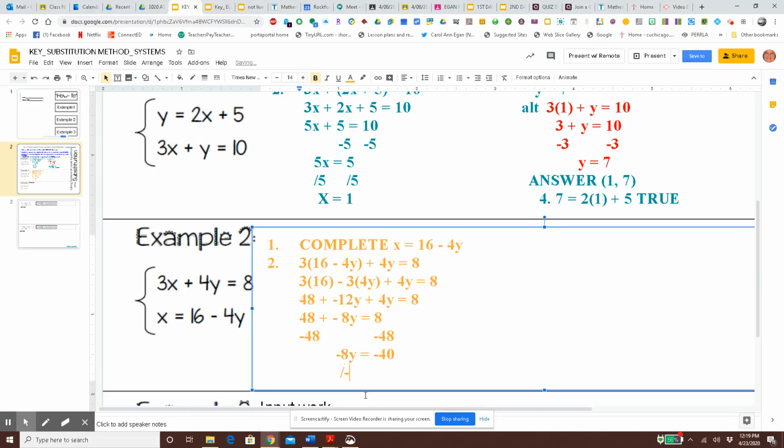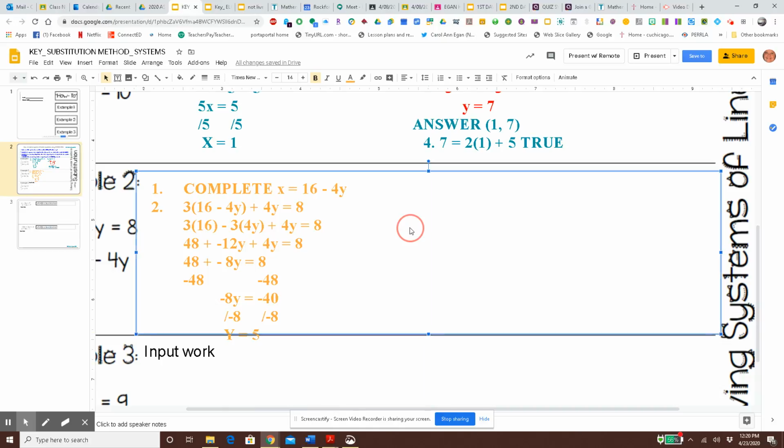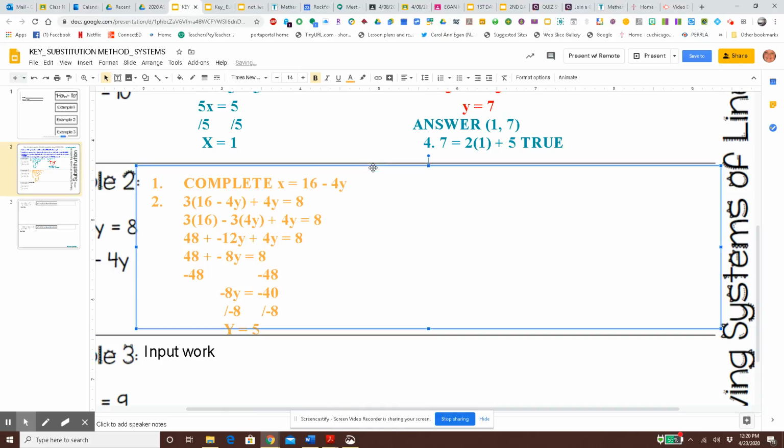I'm going to divide both sides by negative 8 to isolate the y. And I'm going to get y equals, negative divided by negative is going to be a positive, and 40 divided by 8 will be 5. So step 2, did all that to get y equal to 5. Coming back over here.